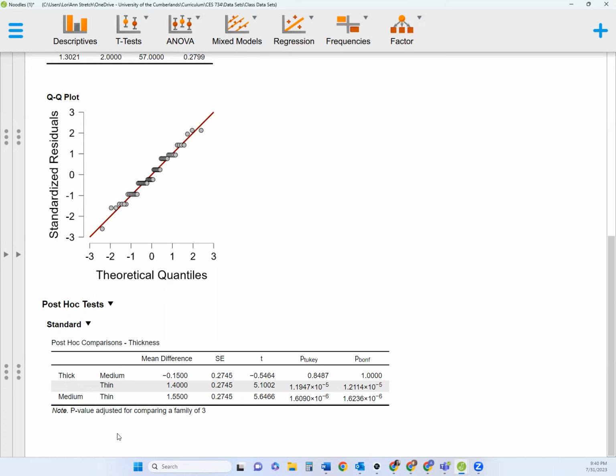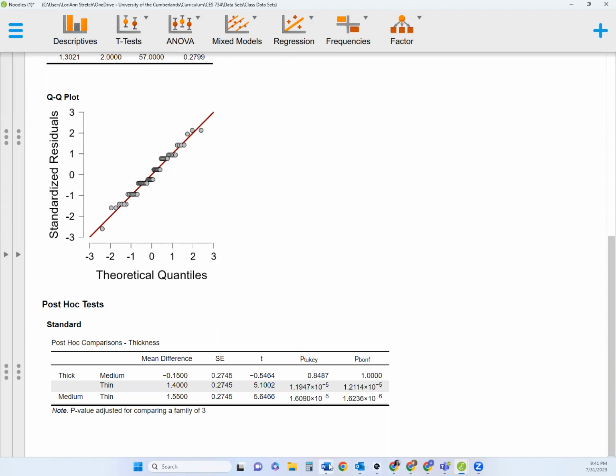So with ANOVAs, we have really a four-step process. We check our assumptions, we run the ANOVA. If the ANOVA is significant, we check for our effect size, and if we have a significant finding, we also run post hoc. If we do not have a significant finding and we fail to reject the null hypothesis, we do not need to run an effect size or post hoc because there's no difference. We would only run the effect size and the post hoc if there were actually differences in our data.